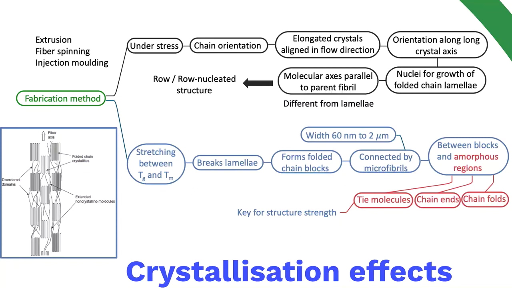Now, another type of fabrication method is to use heating to form your polymers. What will happen is you're actually stretching your polymer between the Tg and Tm, and this breaks the lamella, forming folded chain blocks, which are connected by microfibrils, which are about 60 nanometers to 2 micrometers long. These microfibrils are between the blocks, which are your crystal lamella, and your amorphous regions, which could include the tie molecules, the chain ends, and the chain folds.